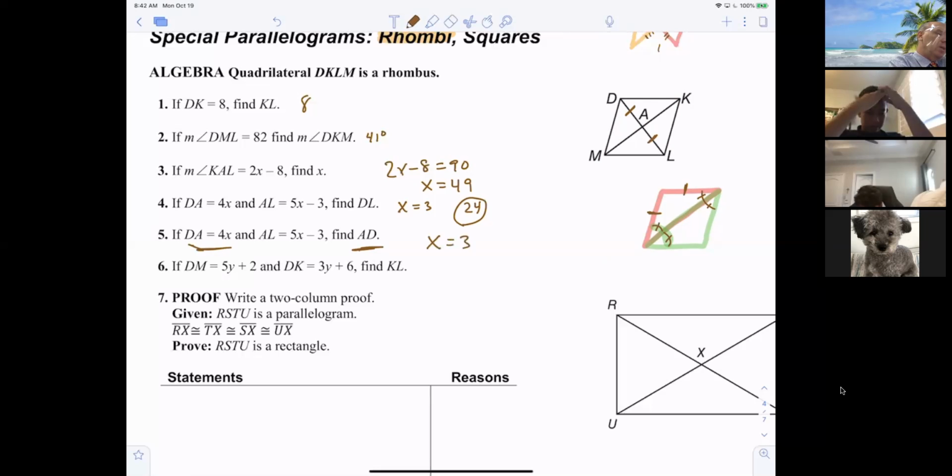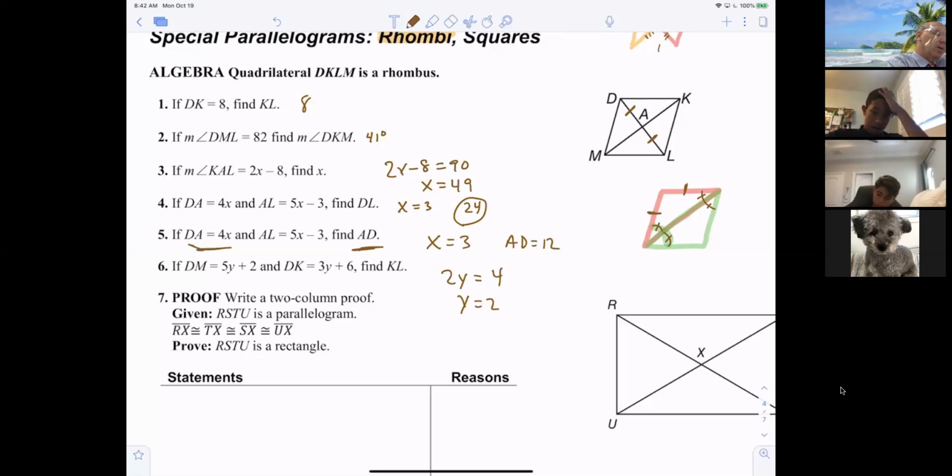X equals 3. So then DA is what? AD equals 12. Simple. All right, here we go. DM and DK, what's true? They're equal. So tell me what we got. 2y equals 4, so y equals 2.